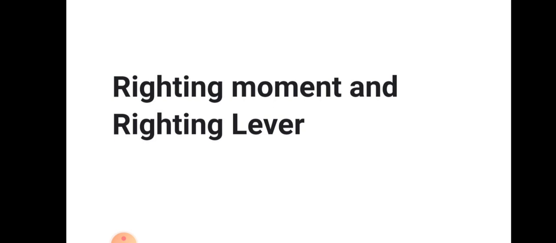Today we will be discussing righting moment and righting lever. So let's discuss this topic, righting moment and righting lever. Mainly here we discuss stability topics.